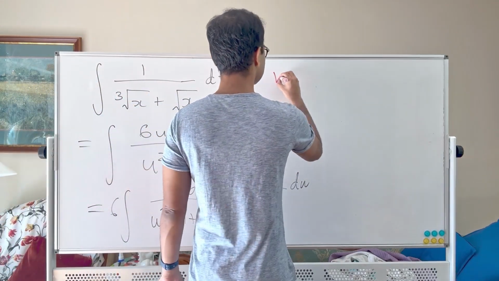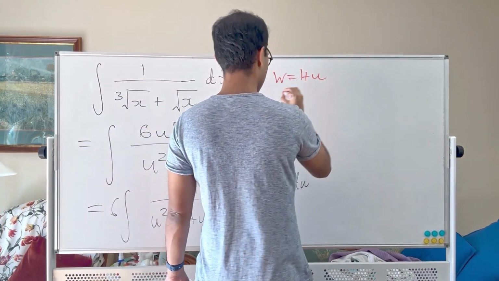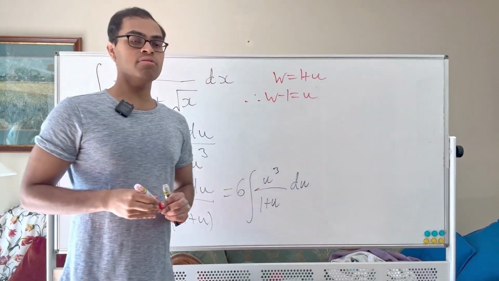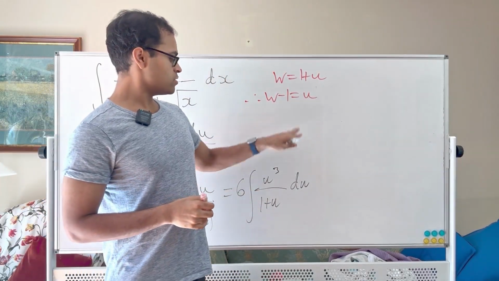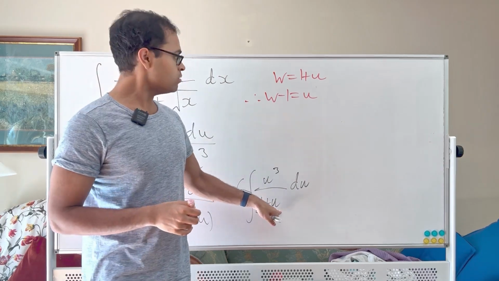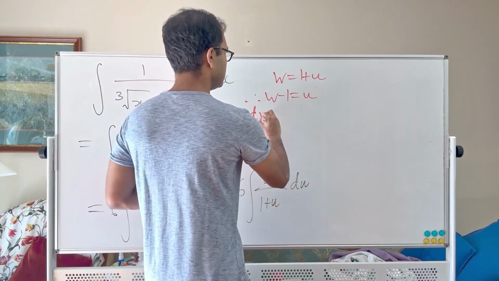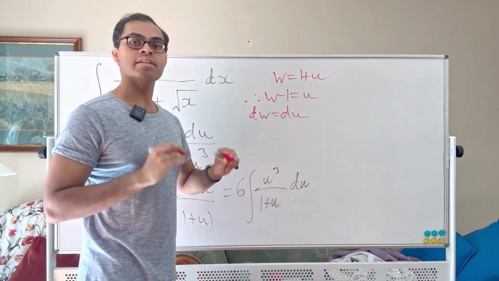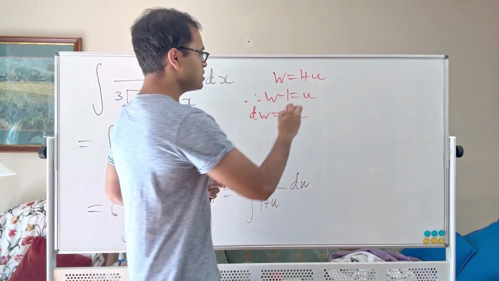What you want to do is set w equal to 1 plus u. So therefore, w minus 1 is equal to u. Okay, w minus 1 is equal to u. And now we're going to make the denominator just a w. And also, of course, dw is equal to du. So that makes the denominator just w, and it makes the top a sum of terms, which we can now expand out. So let's do that.